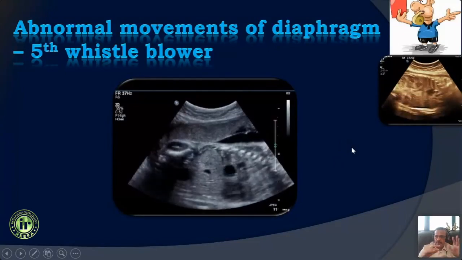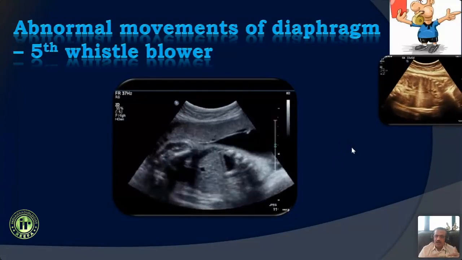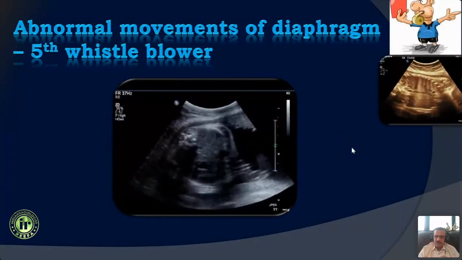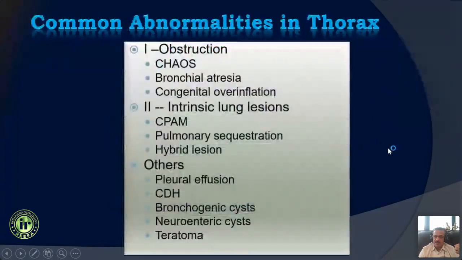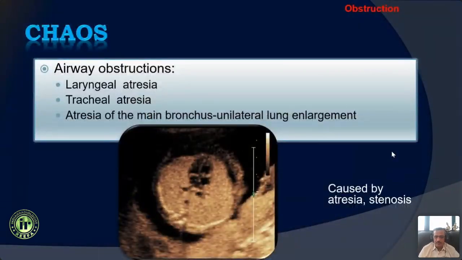So as I said earlier, very often lung abnormalities are picked up not because we are concentrating on the lungs, but because we see one of these 5 whistleblowers, which makes us aware that something is going wrong. So commonly, what do we see? We see obstructive problems, like for example, CHAOS or atresia or congenital overinflation, which is difficult to diagnose. We see intrinsic lesions like CPAM, sequestration or hybrid lesions. And then we have miscellaneous other things like diaphragmatic hernia, pleural effusion, bronchogenic cysts, neuroenteric cysts, and finally teratomas as well. So we'll go through some of them.